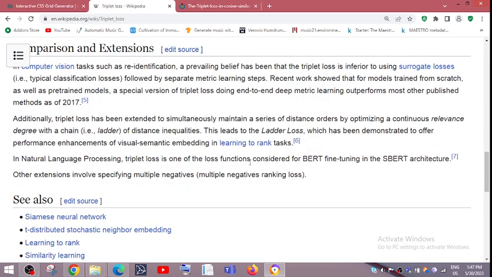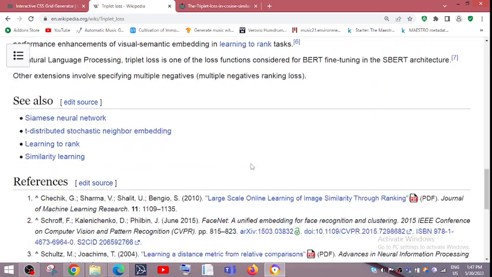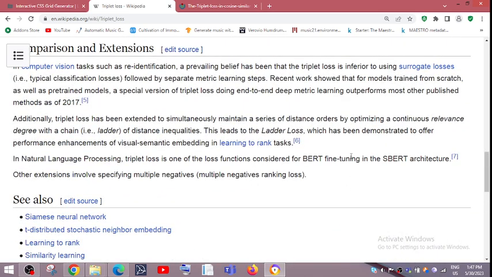In natural language processing, triplet loss is one of the loss functions considered for BERT fine-tuning in the SBERT architecture. Like I said, it is used for similarities.